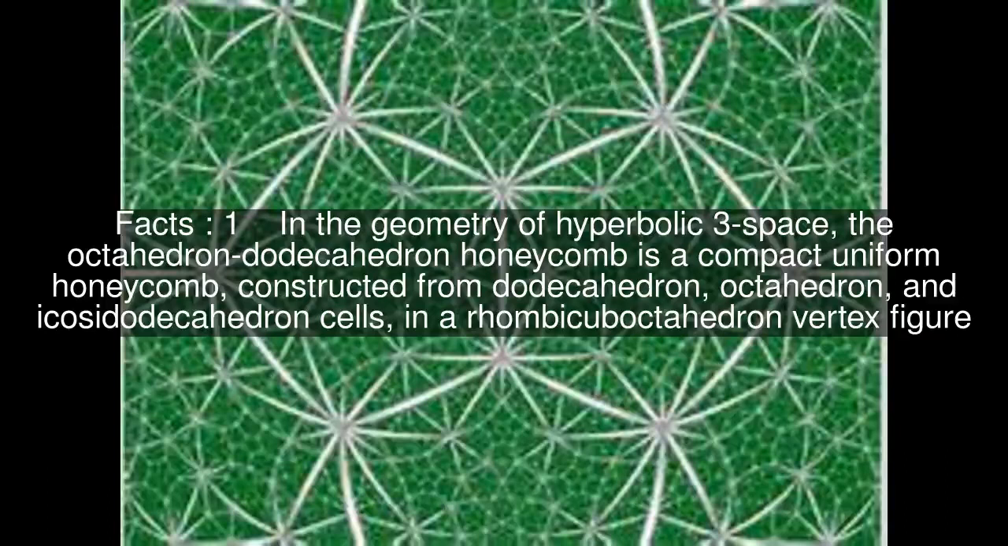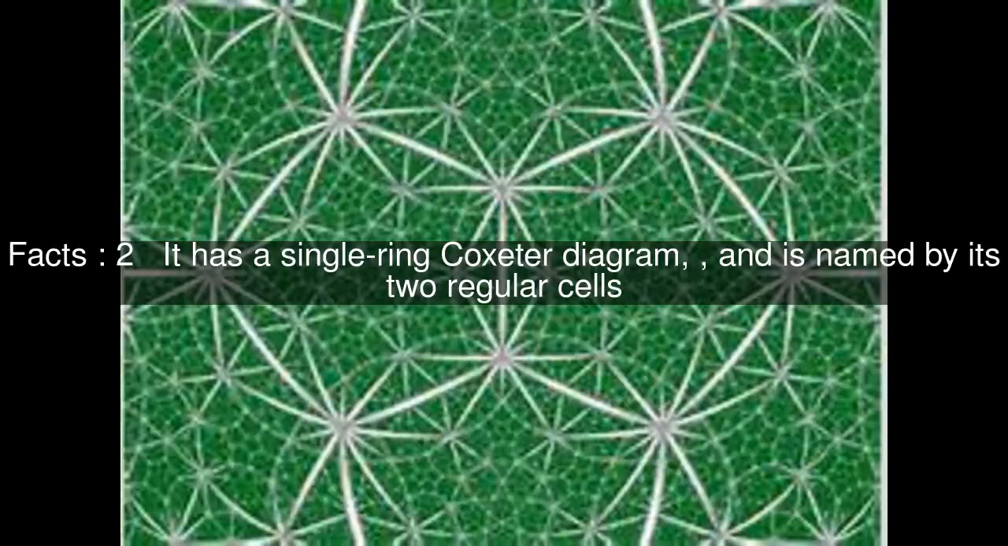In the geometry of hyperbolic three-space, the octahedron-dodecahedron honeycomb is a compact uniform honeycomb, constructed from dodecahedron, octahedron, and icosidodecahedron cells, in a rhombic cuboctahedron vertex figure. It has a single ring Coxeter diagram, and is named by its two regular cells.